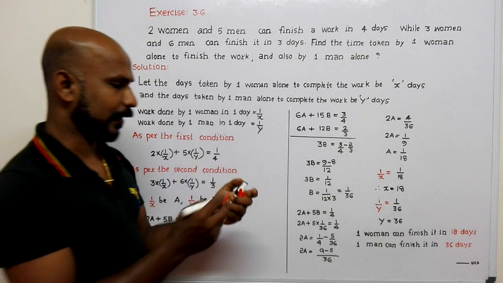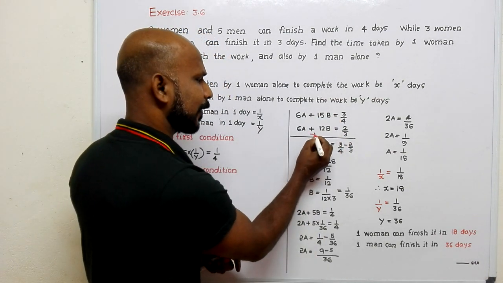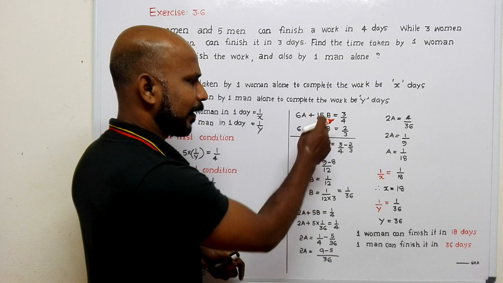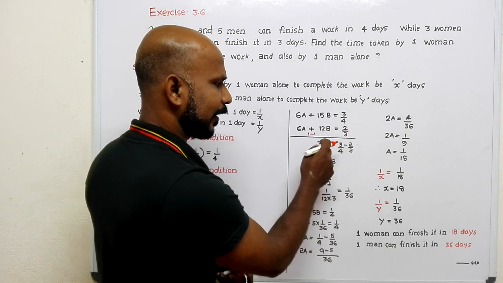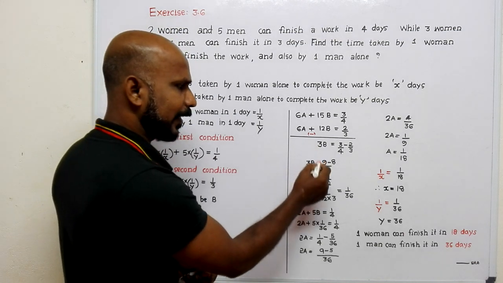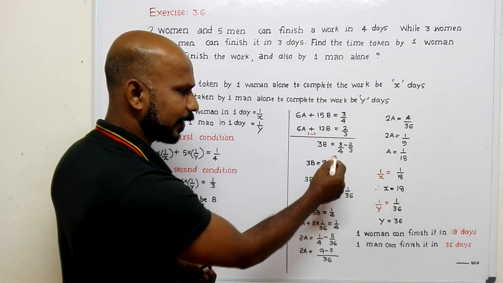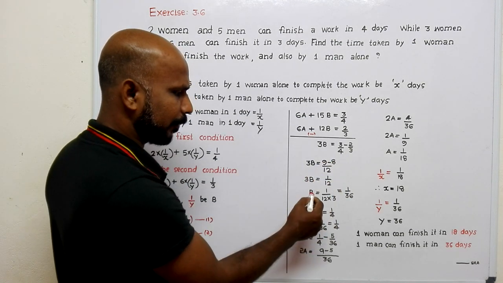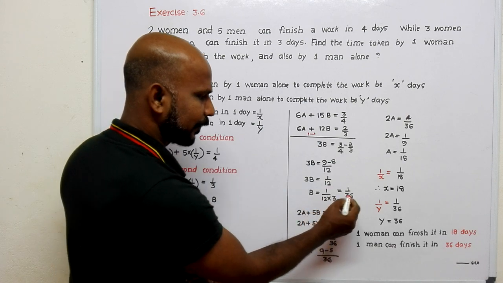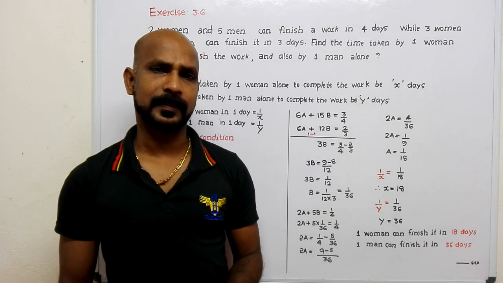Then we are going to subtract. When subtracting, the sign reverses. So subtracting, we get 15b minus 12b equal to 3b, and 3 by 4 minus 2 by 3. So 3b equal to, you can cross multiply, 3 nines are 9 minus 8, whole divided by 3 fours are 12. That is 3b equal to 1 by 12. Therefore b equal to 1 by 12 into 3, that is equal to 1 by 36. We got b equal to 1 by 36.